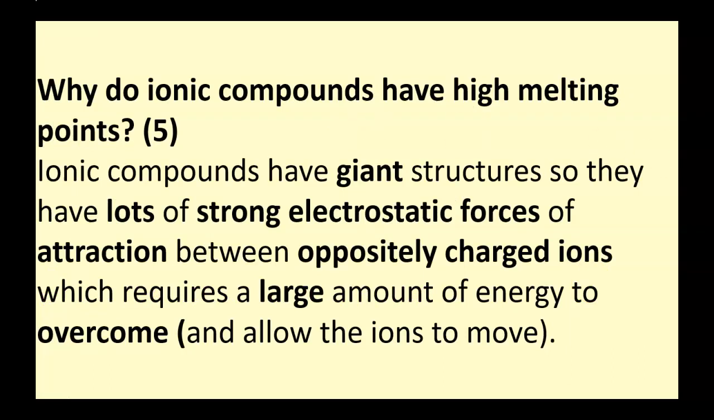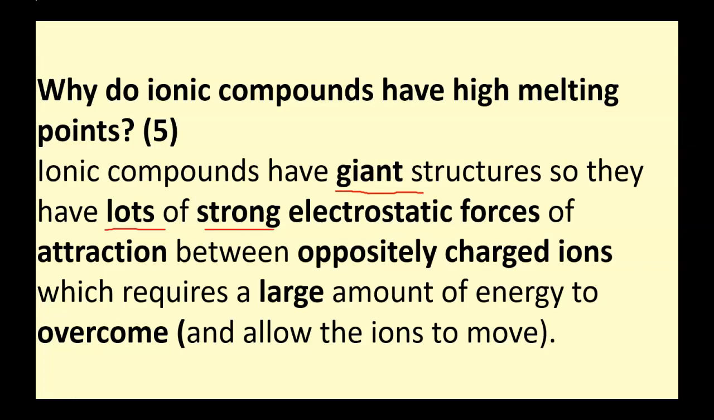So if we think about our previous question, they have giant structures, so we've said that they've got a structure which consists of billions of ions. If they've got a giant structure, it means they have lots of ionic bonds. So we could say what an ionic bond is.